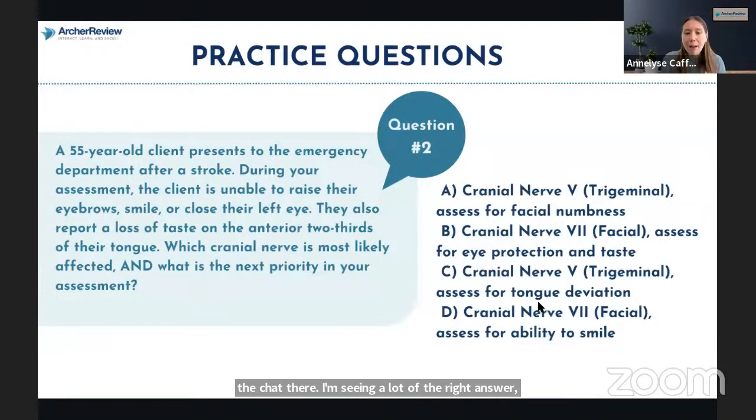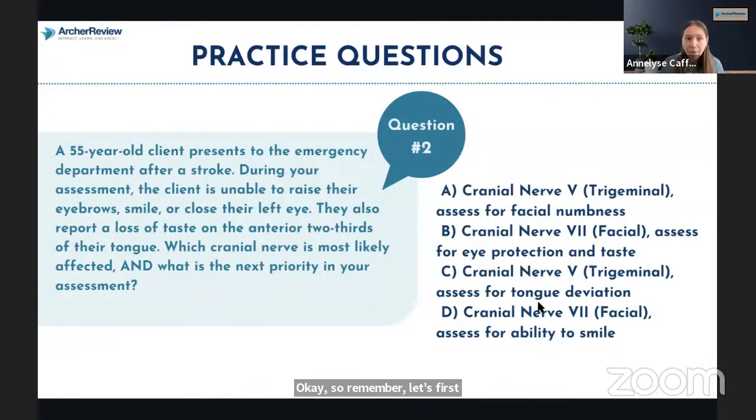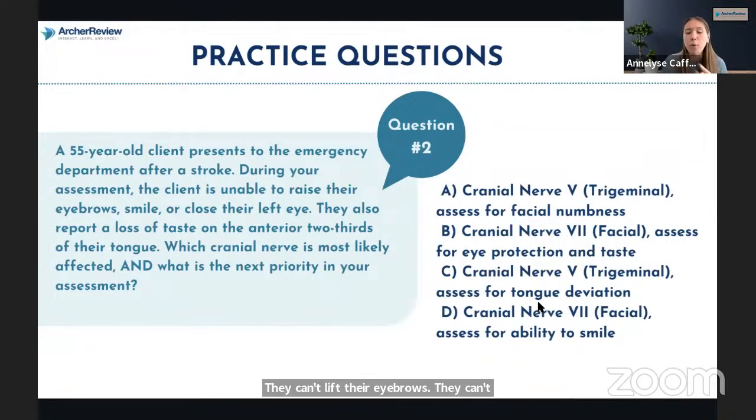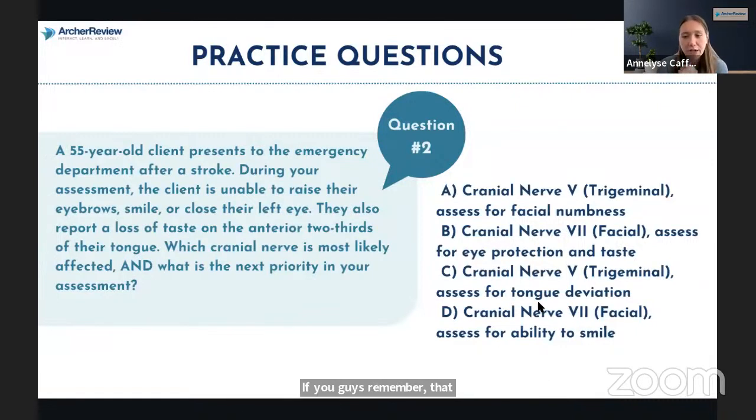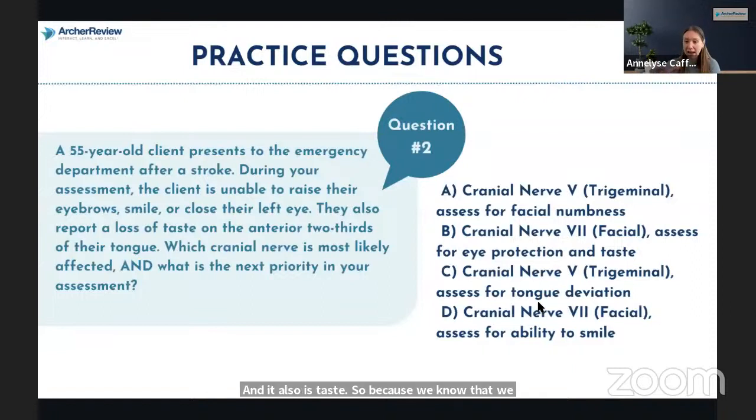Okay, so remember, let's first look at what cranial nerve we think it is. They can't lift their eyebrows, they can't smile, they can't close their left eye, and they've reported loss of taste. If you guys remember, that is going to be facial. Cranial nerve 7, facial, is going to be that ability to smile, frown, close your eyes, and it also is taste. So because we know that, we can already get rid of option A, and we get rid of option C because we know it's not the trigeminal nerve, it's facial.